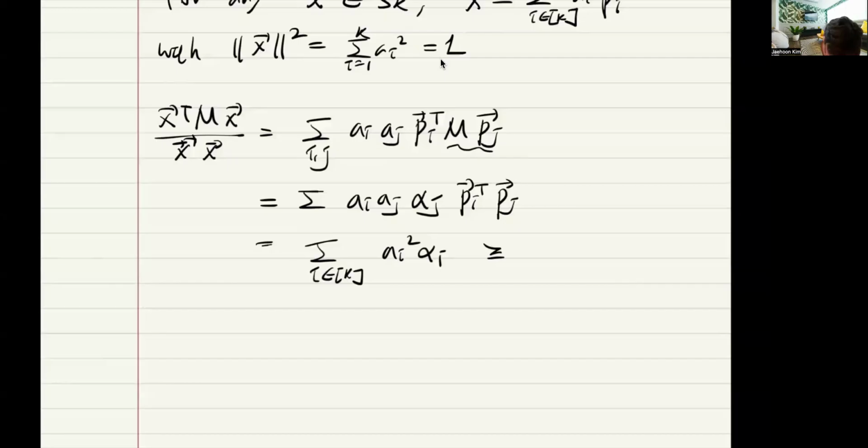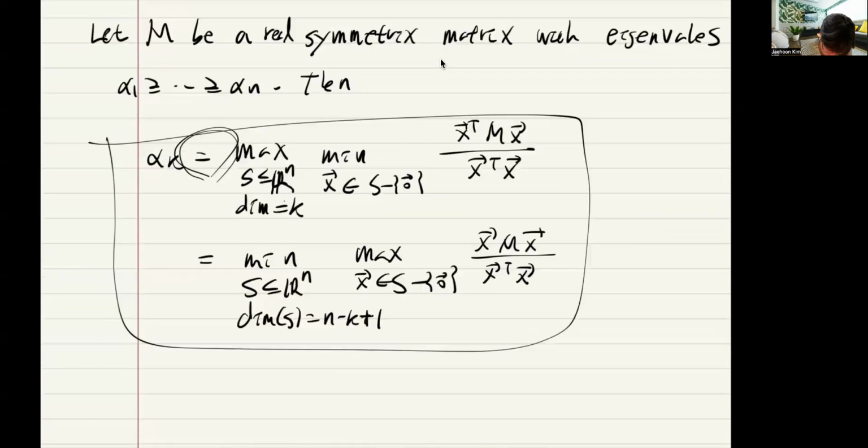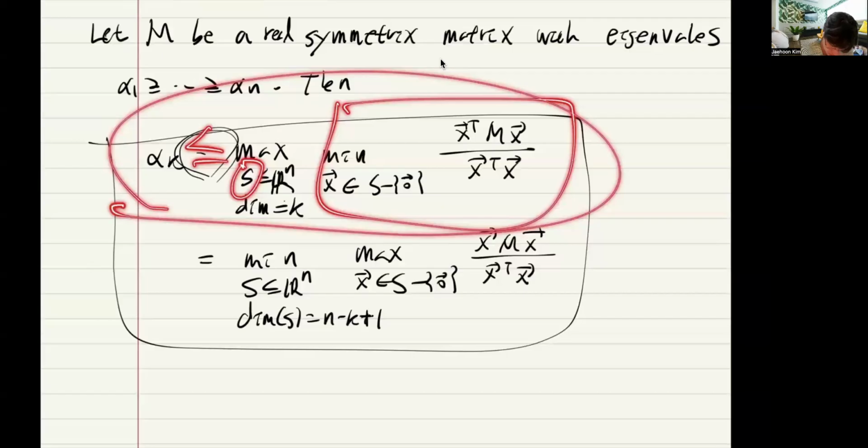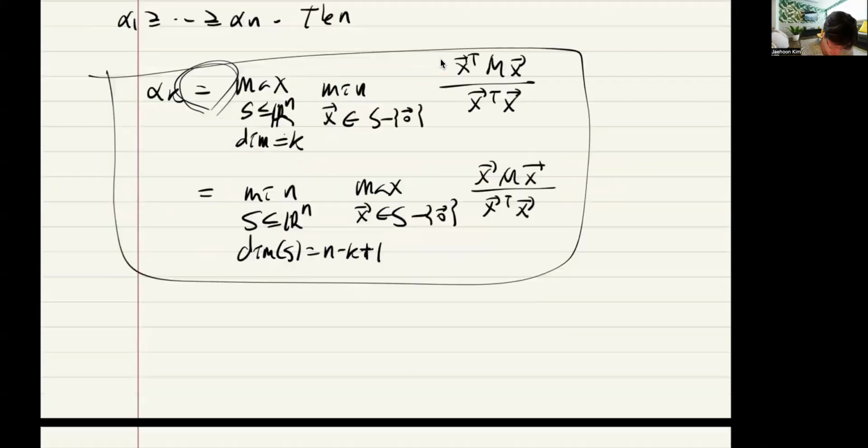So the squares of ai sum up to 1, and alpha 1 to alpha k are all at least alpha k. So this is at least alpha k times the summation of ai squared, which is alpha k. So this just proves that we find a specific choice of S so that this is at least alpha k. So the specific choice which gives you the equality, that means if we choose the maximum one, then this inequality holds.